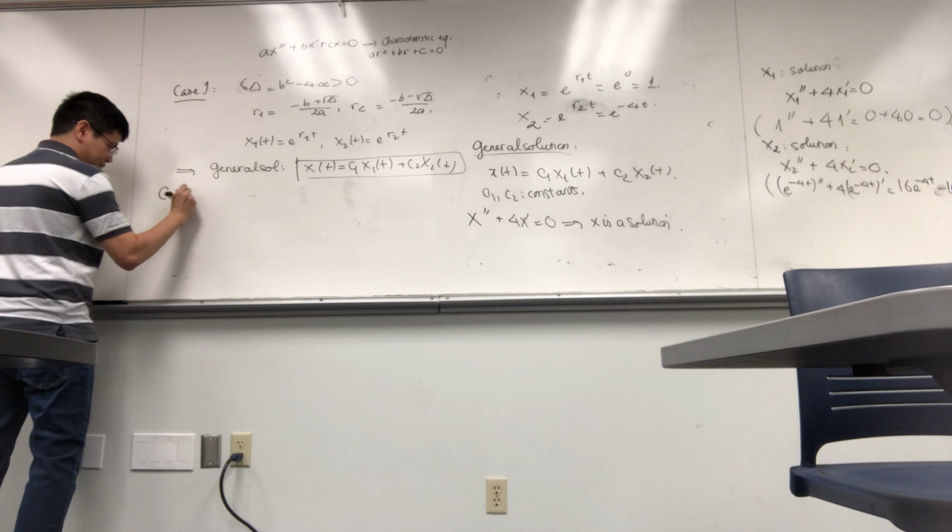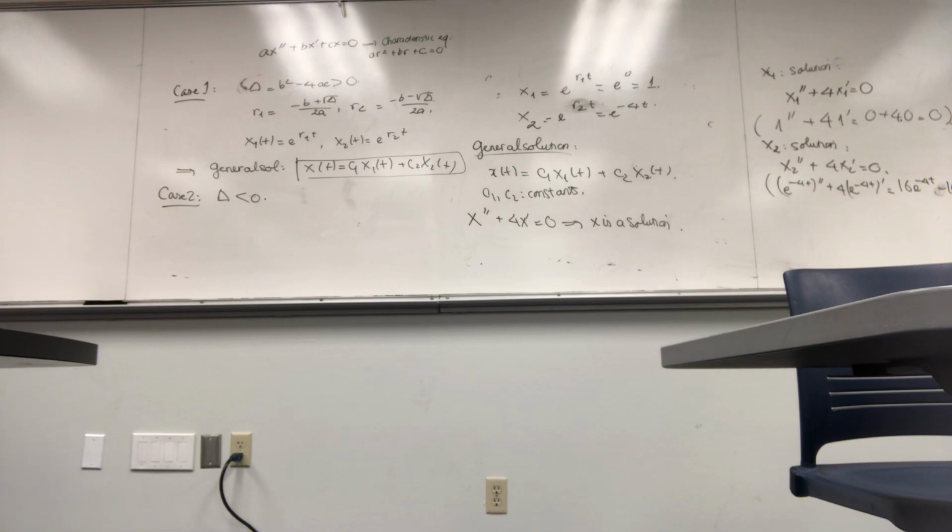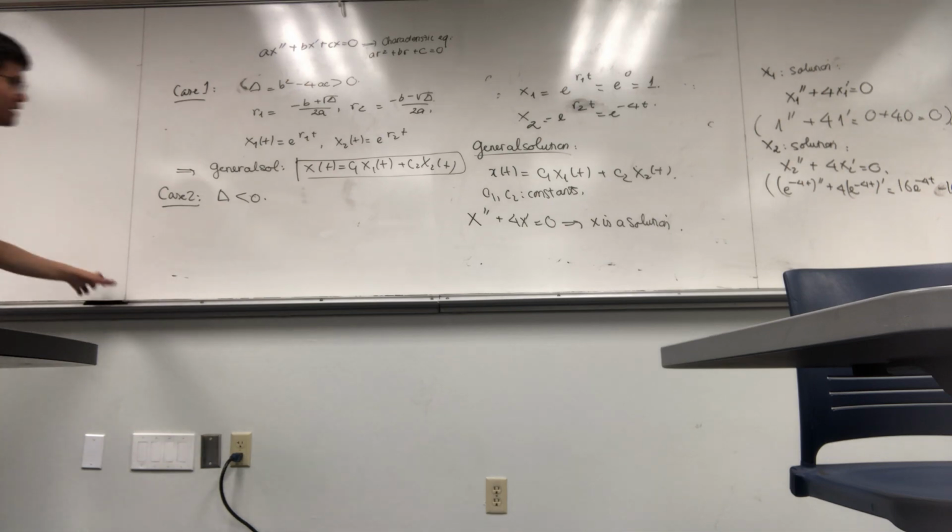Case number 2: delta is negative. When delta is negative, what happens to the two solutions, r1 and r2? They become imaginary. Do you remember the formula? There's something like i squared equals minus 1, and i is equal to the square root of minus 1. Right, so let us go to the next case, when delta is negative.